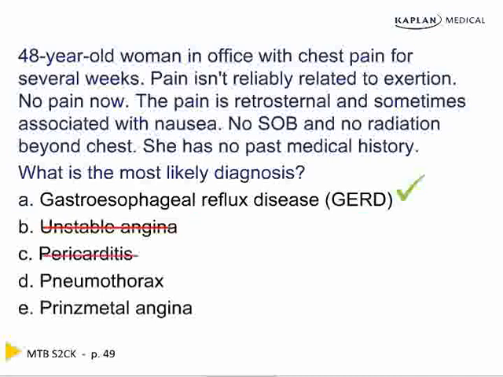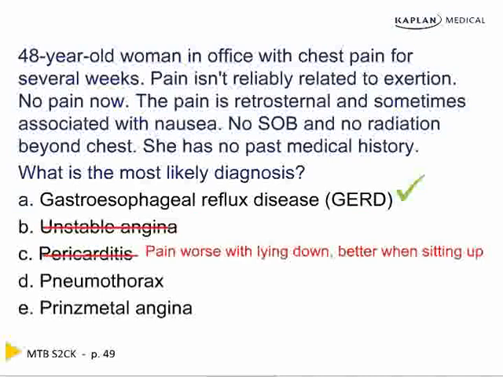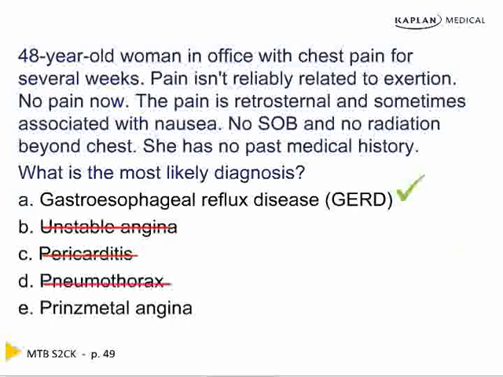not room. Pericarditis gives you pain that is positional and pleuritic. It's better when you sit up and worse when you lie down. Positional and pleuritic and sharp pain. A pneumothorax is associated with shortness of breath. It also has sharp pleuritic pain, and if it's a tension pneumothorax, it will shift the mediastinum to one side.